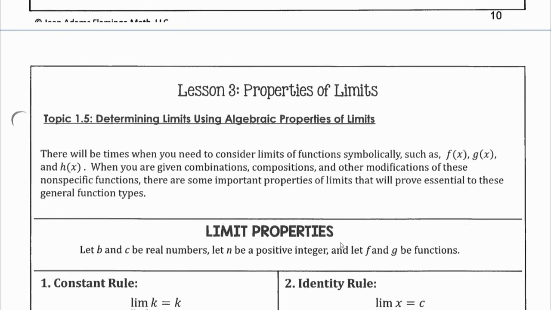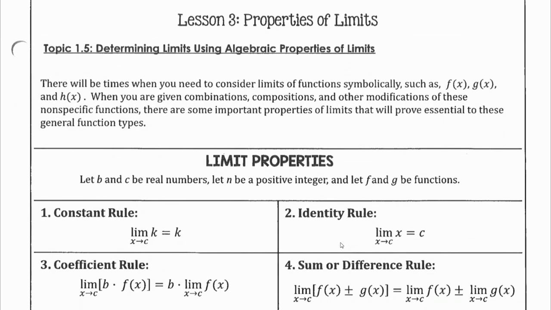Okay, so I'm going to go through this lesson where we're going to talk about limit properties. Sometimes we're going to need to consider limits symbolically, and we can be given combinations, compositions, and other modifications. And so there are some properties that we just need to learn. So the very first one is the constant rule.